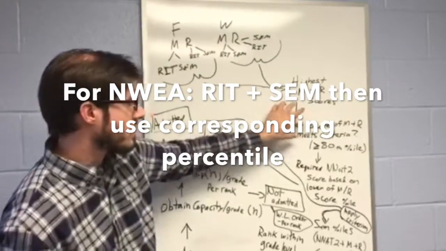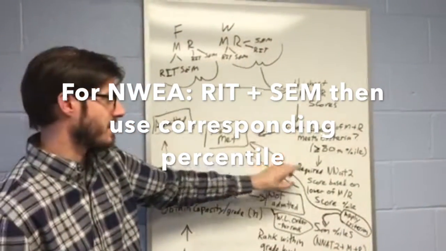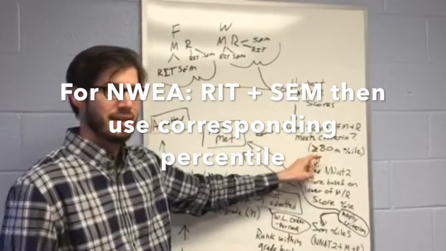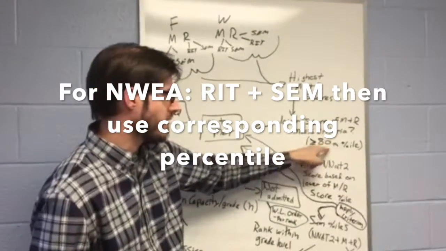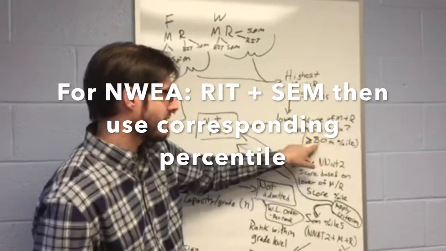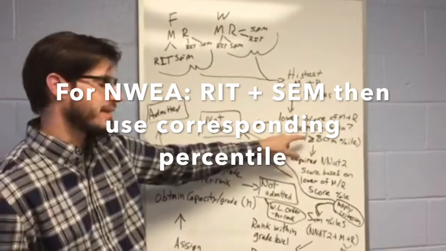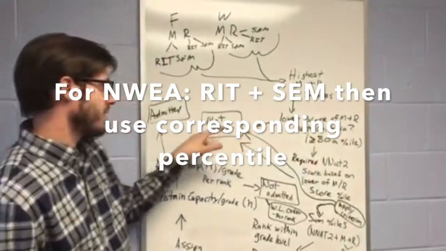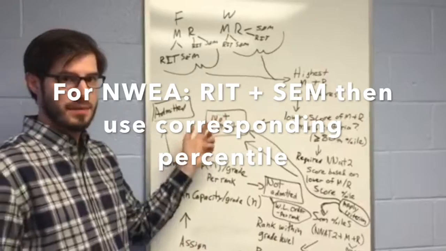Taking those 2 scores, we look at the lower of those 2 scores and the corresponding percentile. If the corresponding percentile of the lower between math and reading is less than the 80th percentile, then they have not met the criteria and they exit the process.